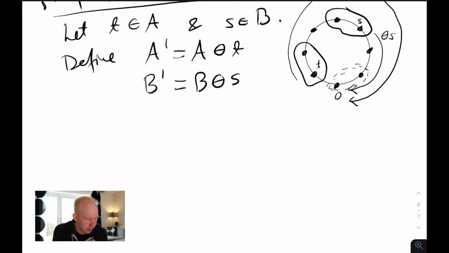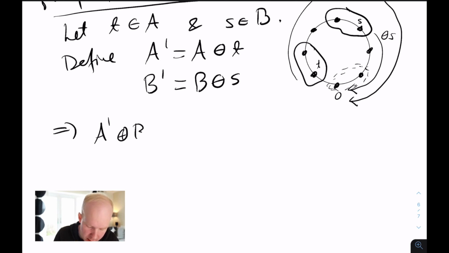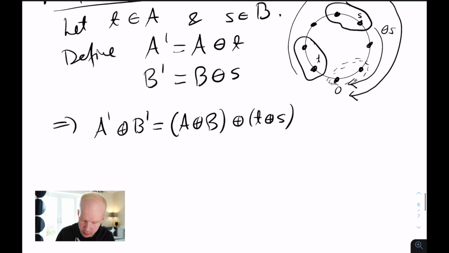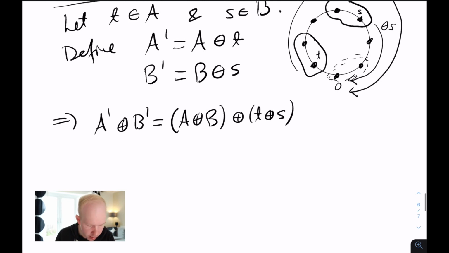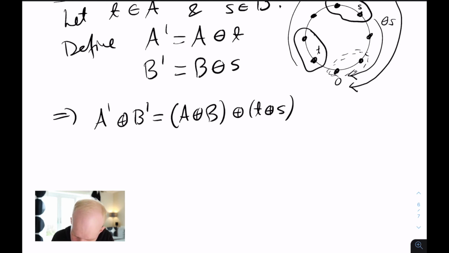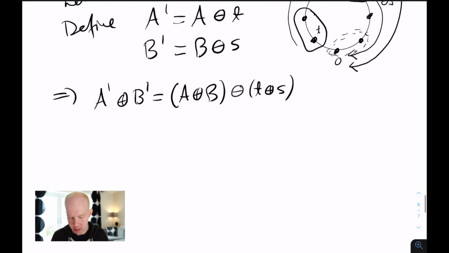So we translate them back so that the sets begin from the origin. Okay, so the reason we want to do this is that now when you compute the sumset of these, A prime plus B prime, you will actually obtain that this is equal to A plus B minus t minus s. Maybe it's minus, actually. It doesn't really matter which one you get from this.